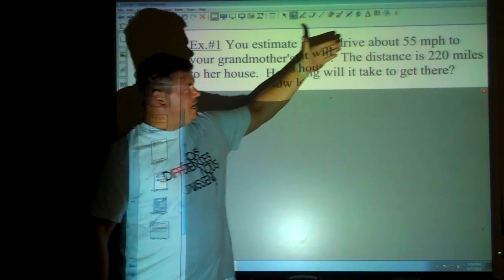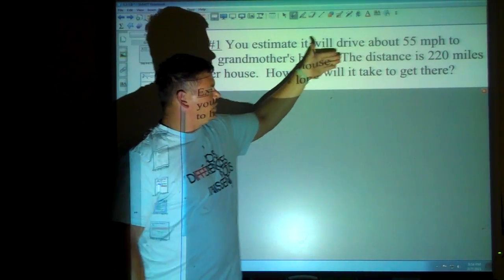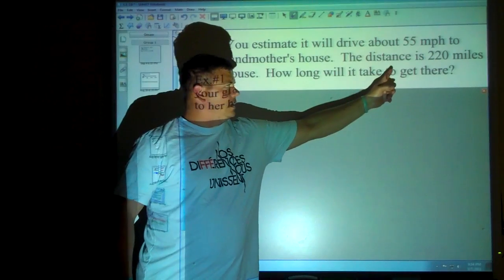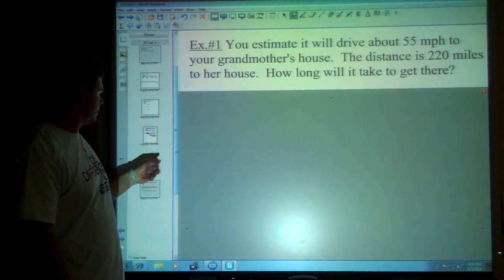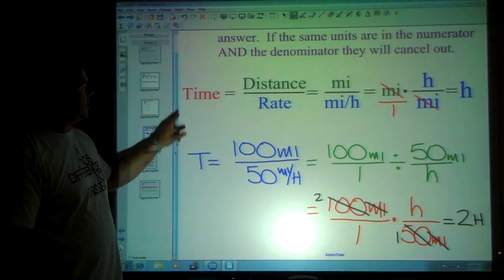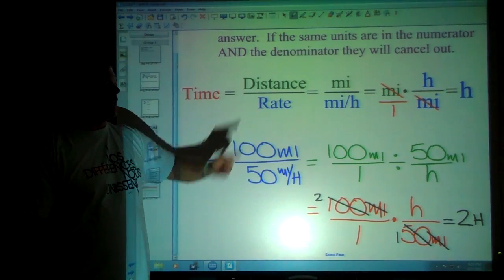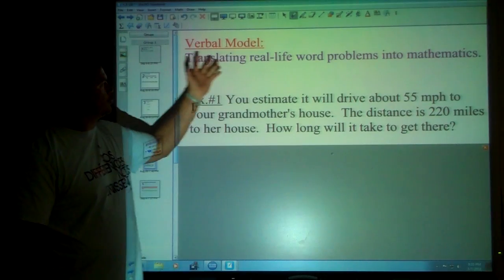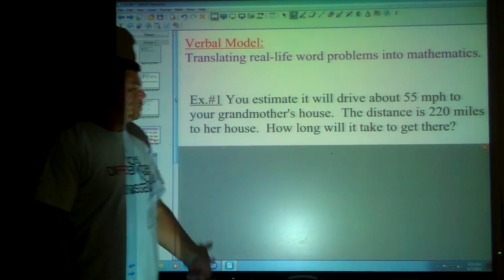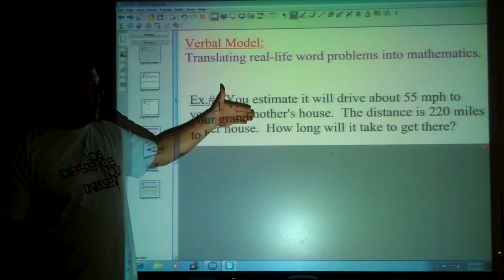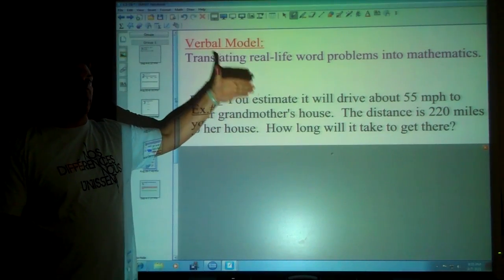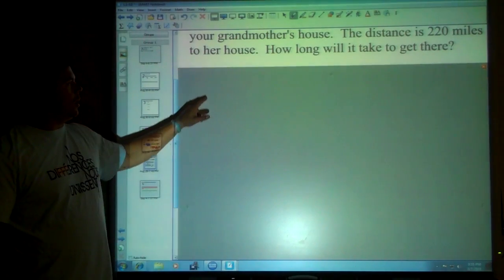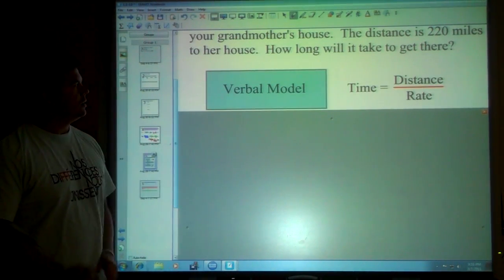So we know the speed. We know the rate. We know the distance, D. What we don't know is the time. Back here, we said that time was distance divided by rate. So we should be able to use that exact same formula. So we're translating the real-world problem into math. We're saying, okay, this is a time equals distance divided by rate problem. It's the same idea.